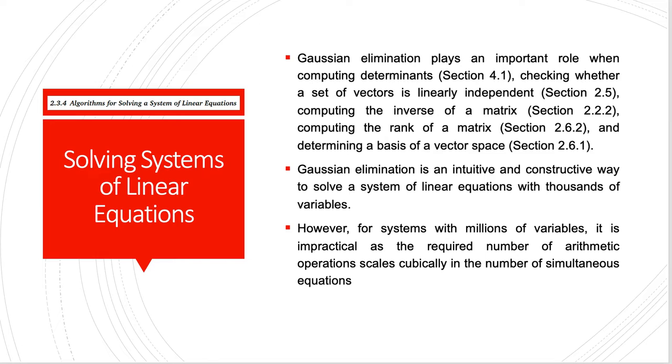Gaussian elimination again plays an important role when checking determinants, checking whether a set of vectors is linearly independent, computing the inverse, computing the rank, and determining the basis. Gaussian elimination is an intuitive and constructive way to solve a system of linear equations with thousands of variables. However, for systems with millions of variables, it is impractical as it requires a number of arithmetic operations that scales cubically in the number of simultaneous equations.